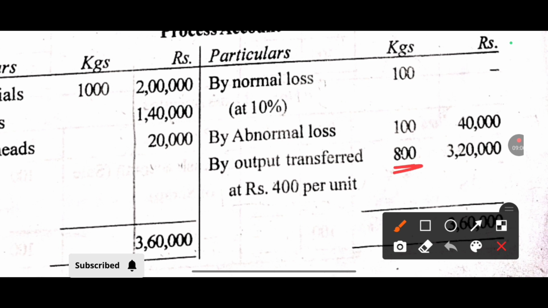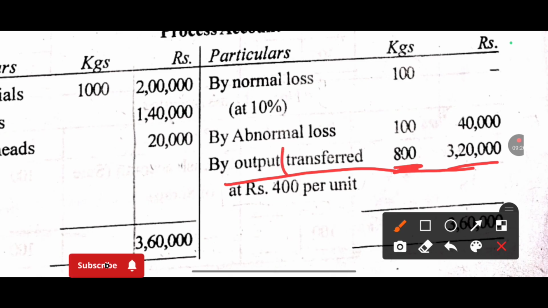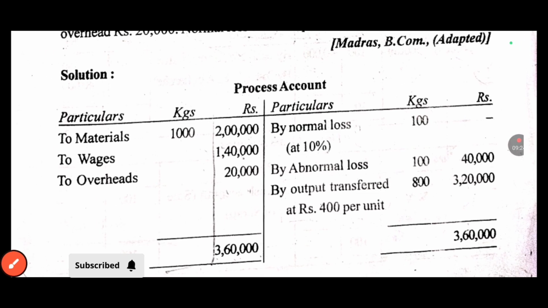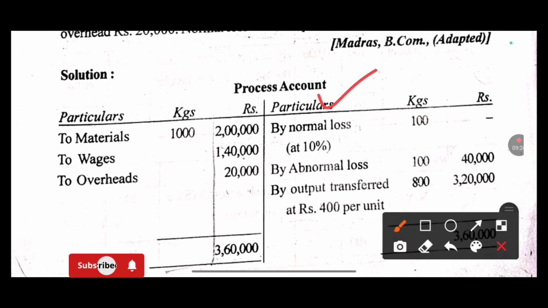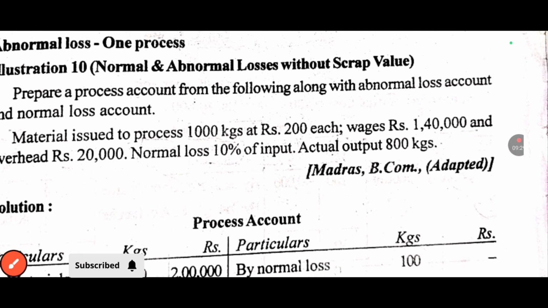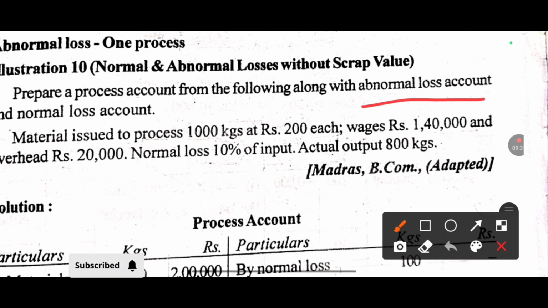Output quantity they gave in the question 800 kilos, and the output value also now we find out. Again this value you are going to write by output. Okay. So the output is to be transferred to the next account. So for that you are going to write transferred within the bracket. Okay. So we prepared the process account. Let's prepare the individual accounts, that is abnormal loss account and normal loss account separately.